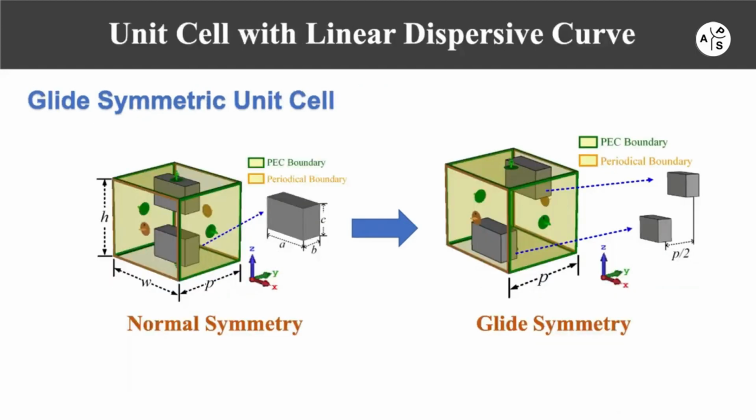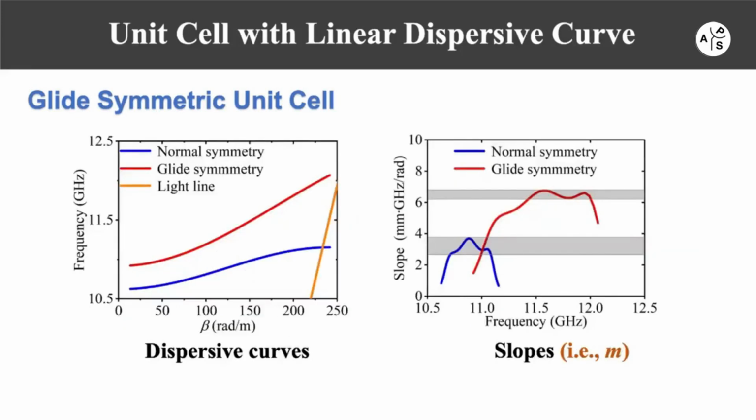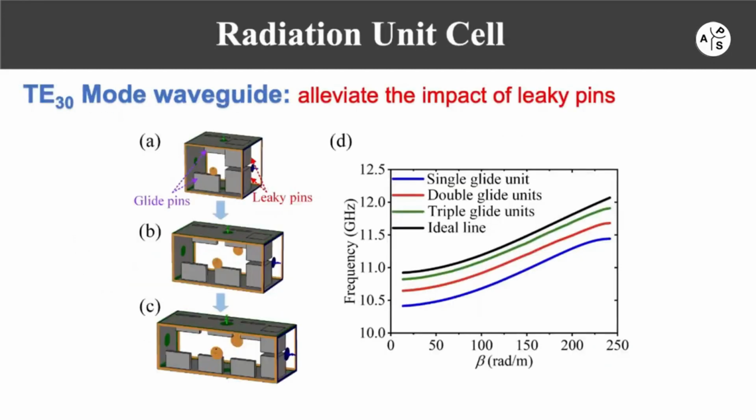The next problem is how to realize the guiding wave structure with linear dispersion curve. Here, we introduced a periodically loaded structure with glide symmetric unit cell. By simulating the dispersion curves, we demonstrated the linear dispersion property of this unit cell with glide symmetry. To radiate the energy, we broke the side wall of the waveguide and employed several leaky pins to control the leaky rate, which resulted in the breaking of glide symmetry.